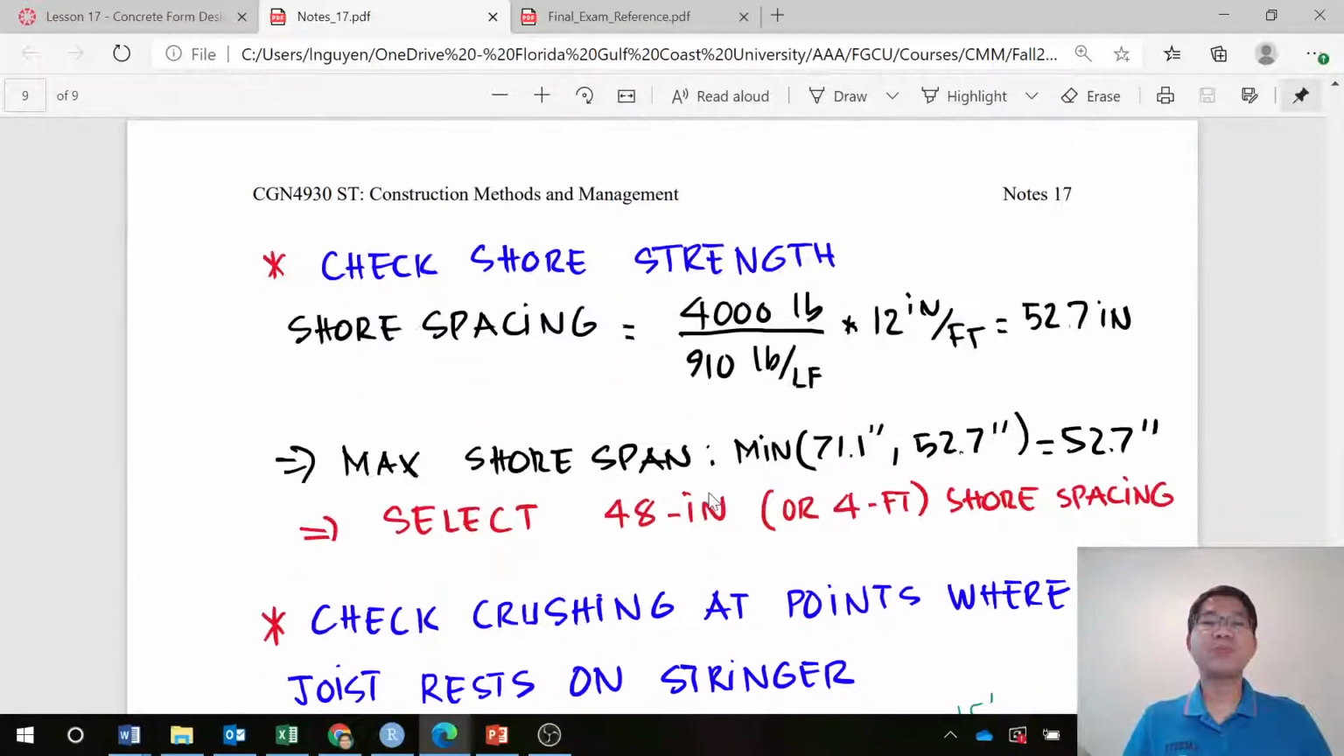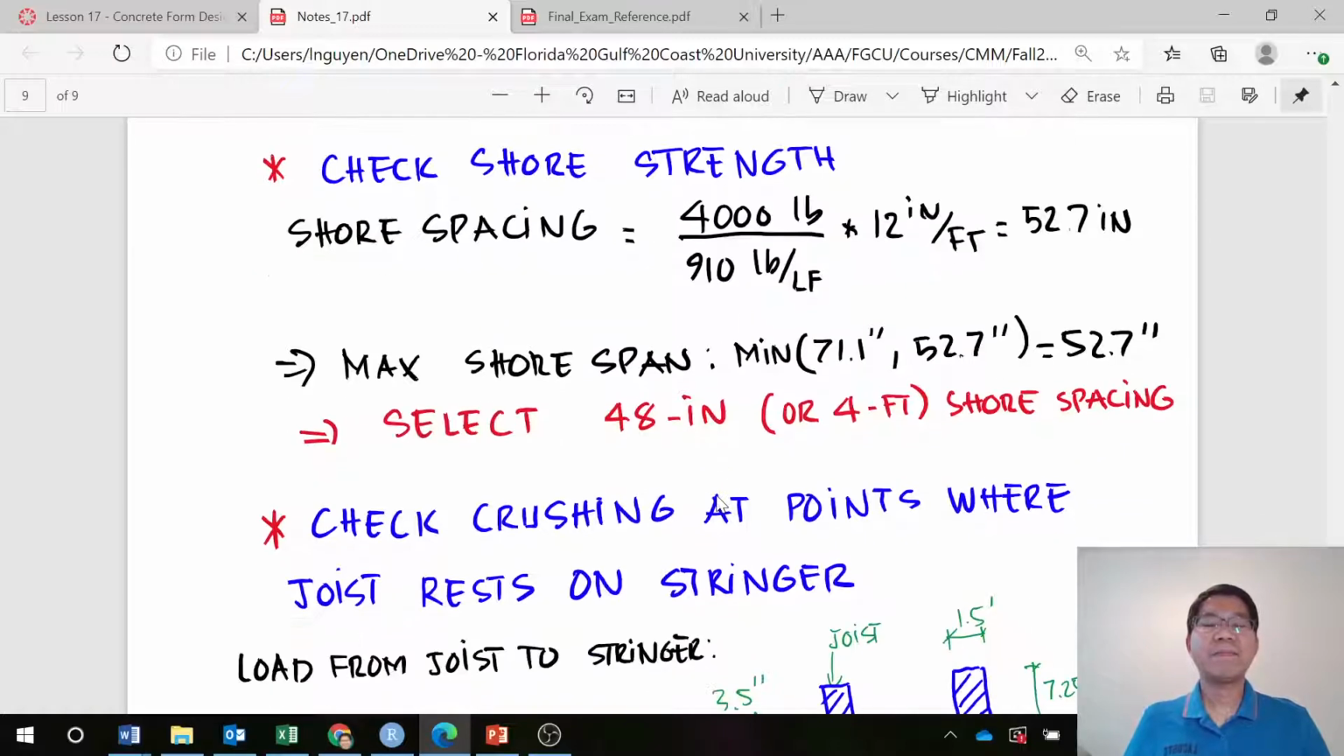So the maximum saw span is the minimum of those two, to make sure that the stringer works well and the saw itself also works well. So you get those two, and it will be 52.7, and make sure to round down, so select 48 inches.